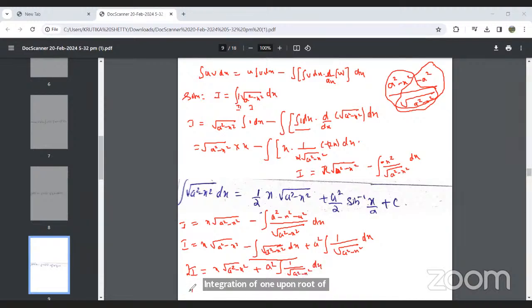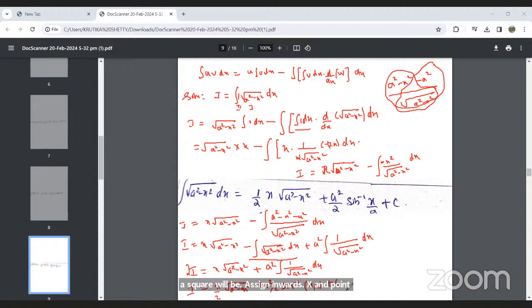Now we want the value of I, so I will be shifting to the RHS. So it will be x upon 2 into root of a square minus x square plus a square upon 2 integration of 1 upon root of a square minus x square. Sorry, yesterday we have discussed already, it is sine inverse x by a. So on simplifying this we get the integration of 1 upon root of a square minus x square will be equal to sine inverse x upon a plus c.